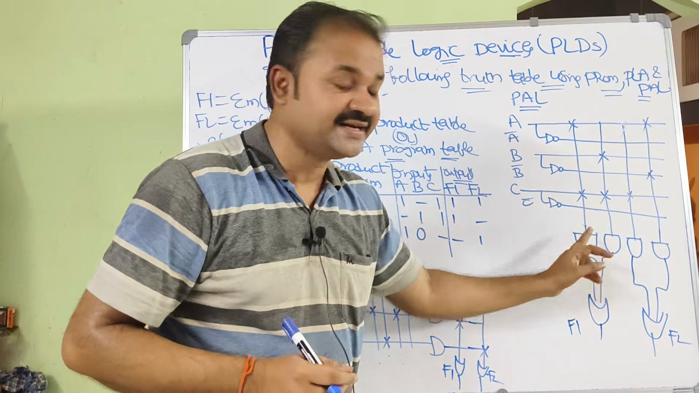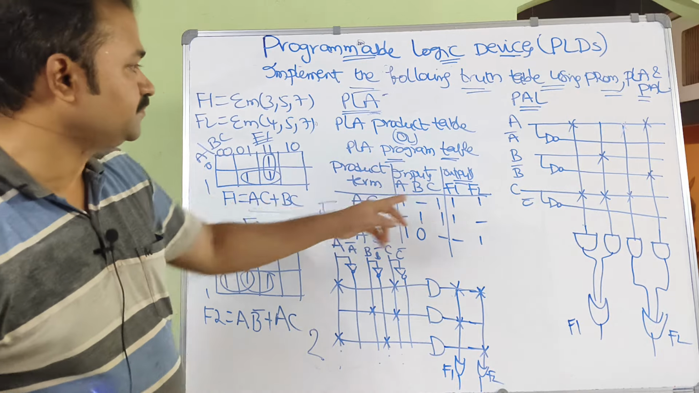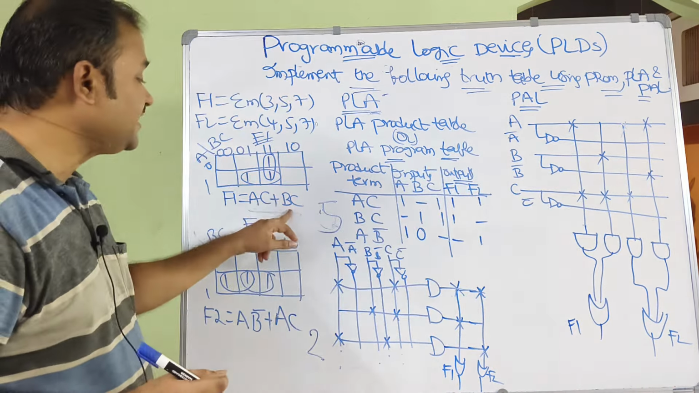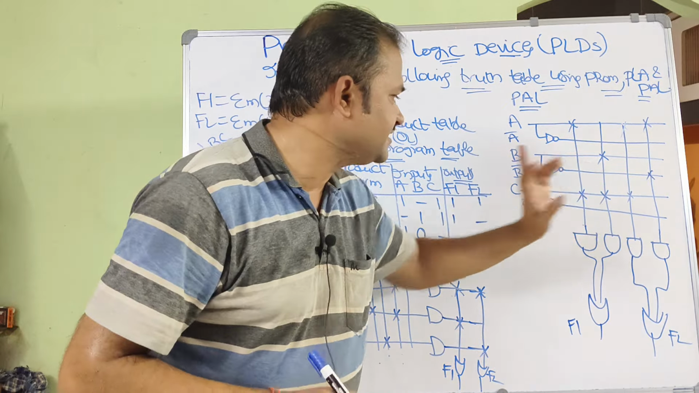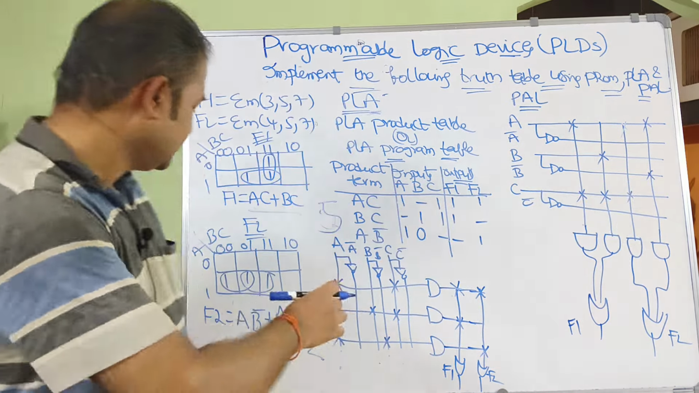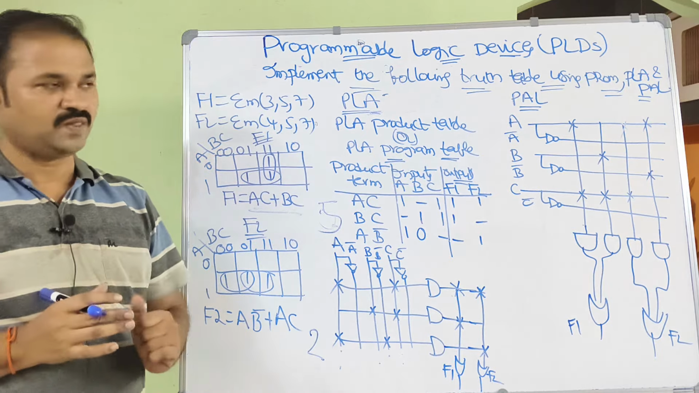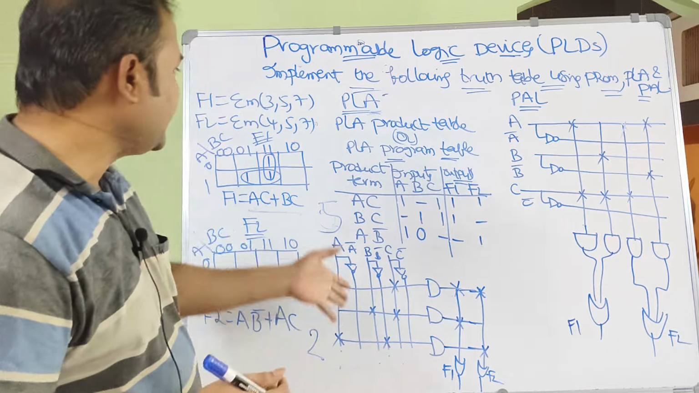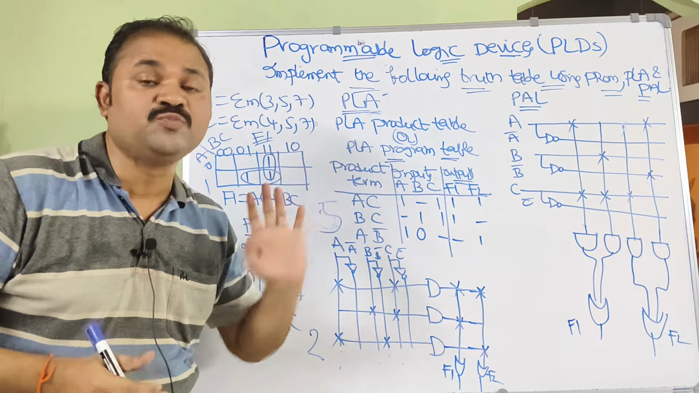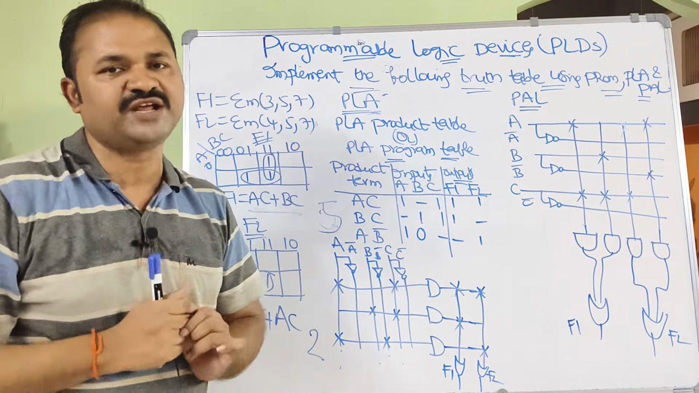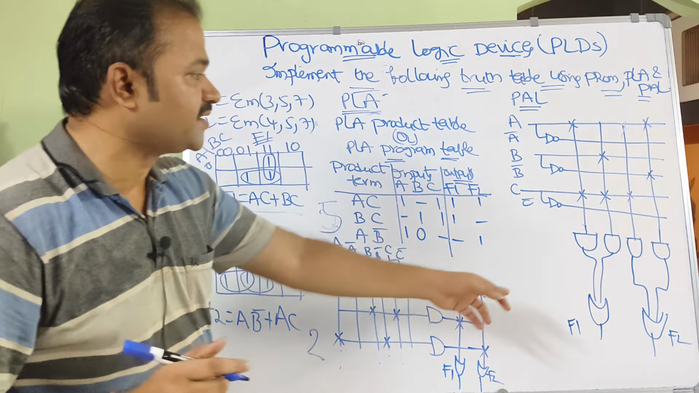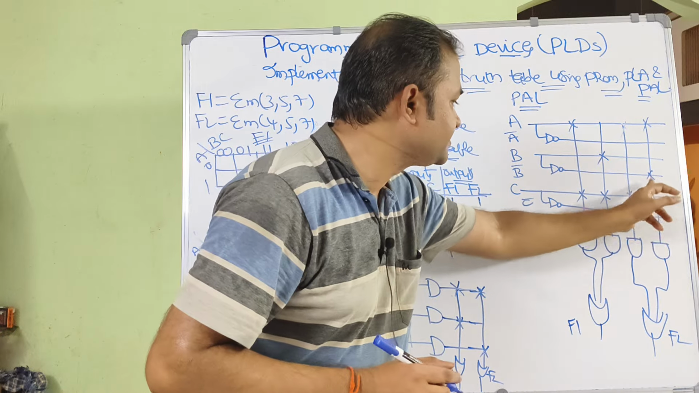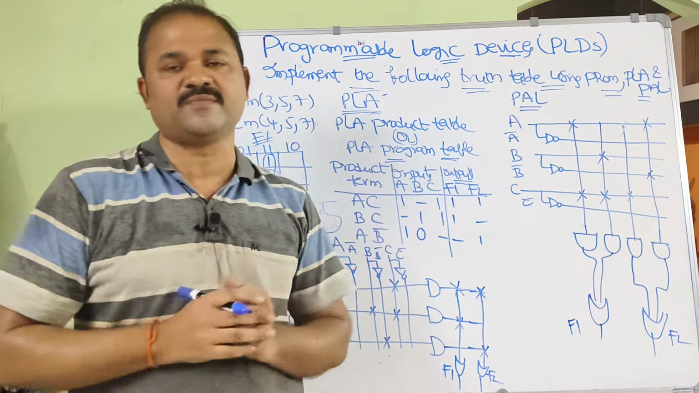What is the first AND gate? It represents AC. So this is A, this is C. AND gates are programmable. What is the second AND gate? BC. So this is B, this is C. Here we will write the duplicate term also. In PAL we have to write the duplicate minterm also, whereas in PLA we omit the duplicate minterm and write that minterm only once. What is the next one? AB bar. This AND gate represents AB bar. The last one is AC. This AND gate represents AC.